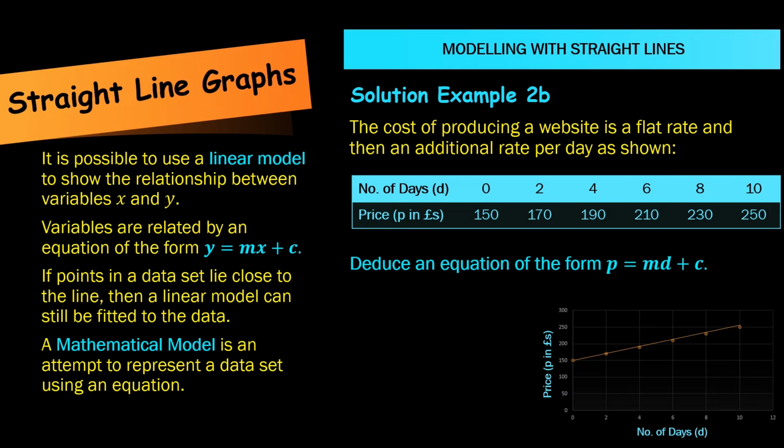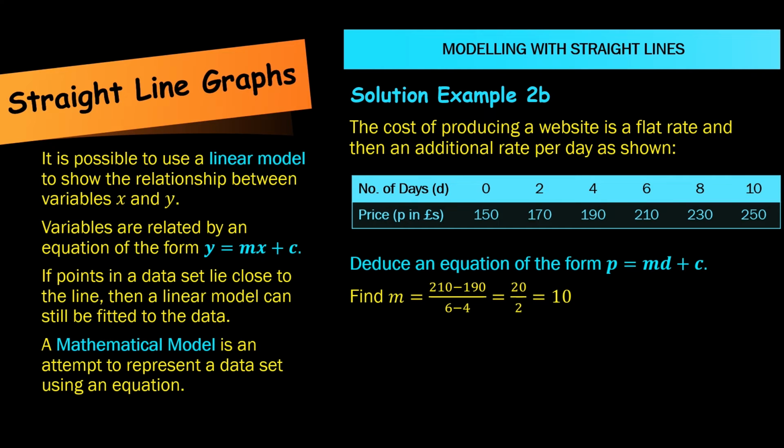Now let's take a look at part B. We are required to deduce an equation of the form P equals m times d plus c, where P is the price and d is the number of days. So let's find m, the gradient. So considering any 2 points, we have that the change in y is 210 minus 190, and the corresponding change in x is 6 minus 4, to give that m is equal to 10.